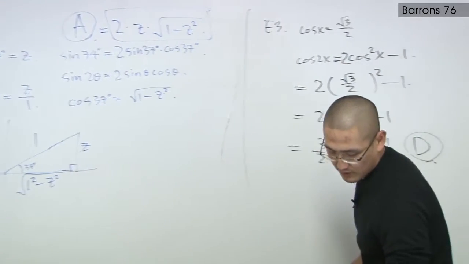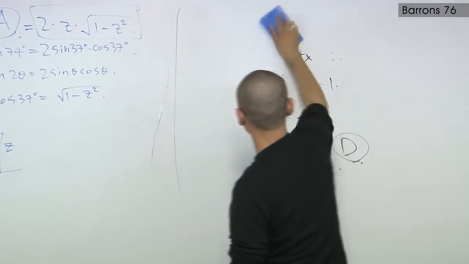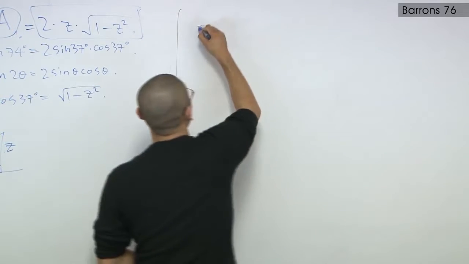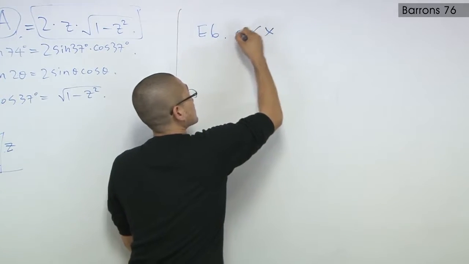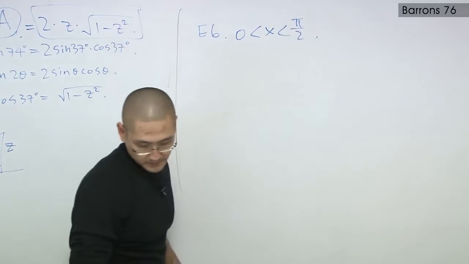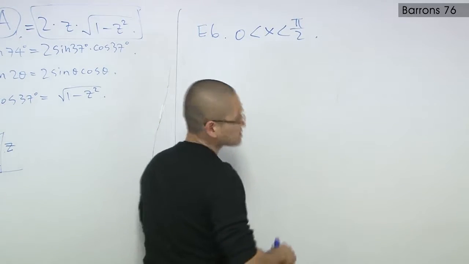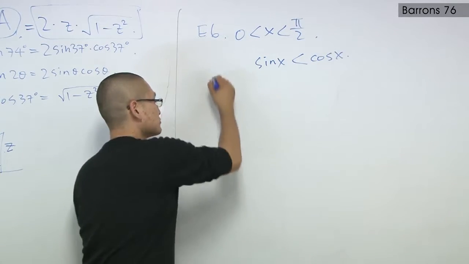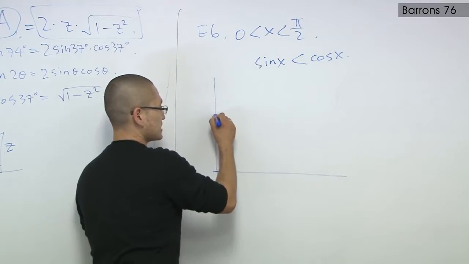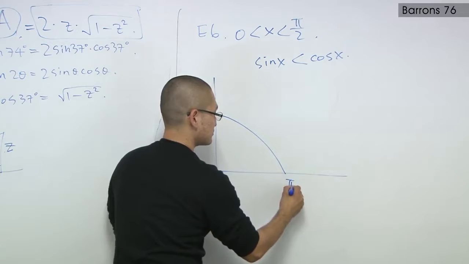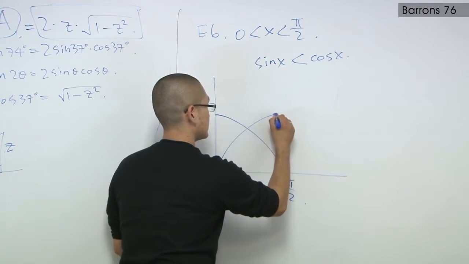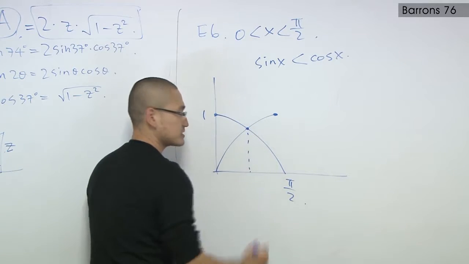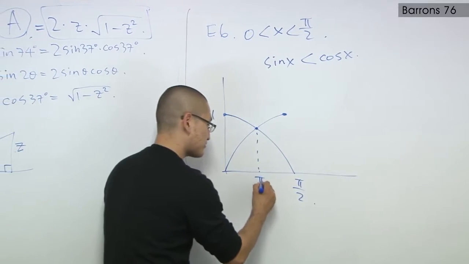Number 6. For what values between 0 and pi over 2 is cosine x greater than sine x? So we're looking for some values in here. For what values is sine x less than cosine x? Okay, you could do this in many ways using a calculator, realizing that cosine looks like this up to pi over 2, and sine looks like this, and it's going to reach 1 here, right? So right at the point where they meet, that's what they're asking. It looks like it's going to be pi over 4.